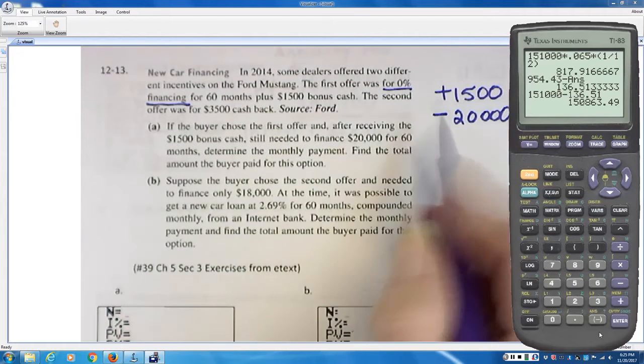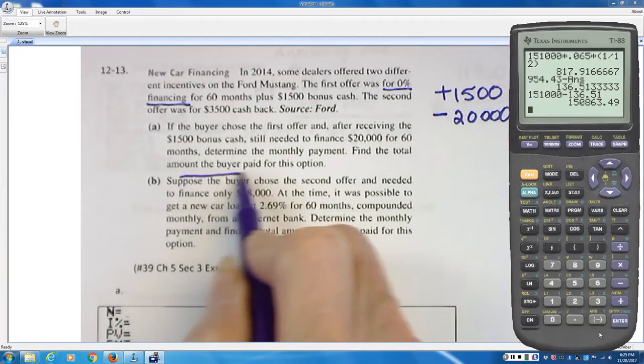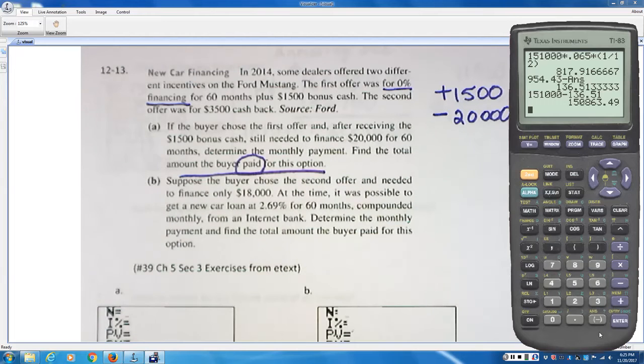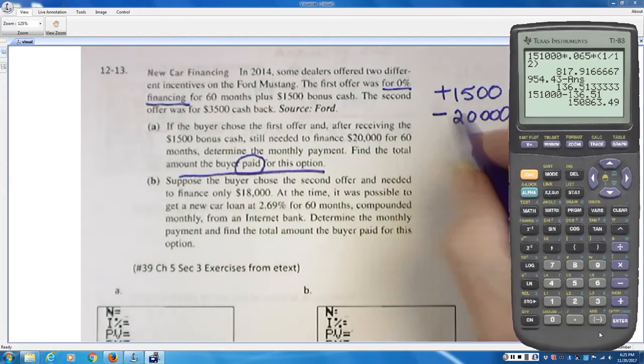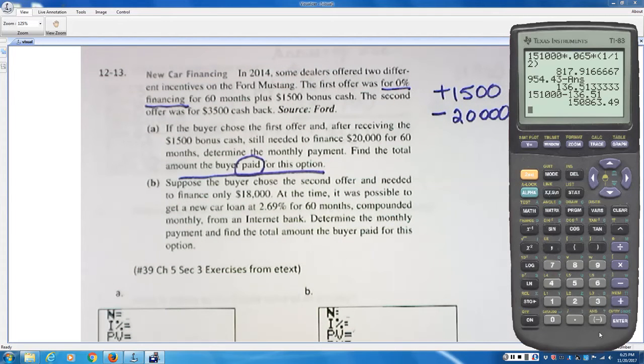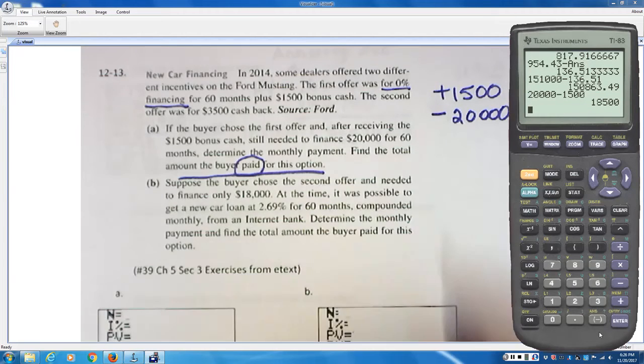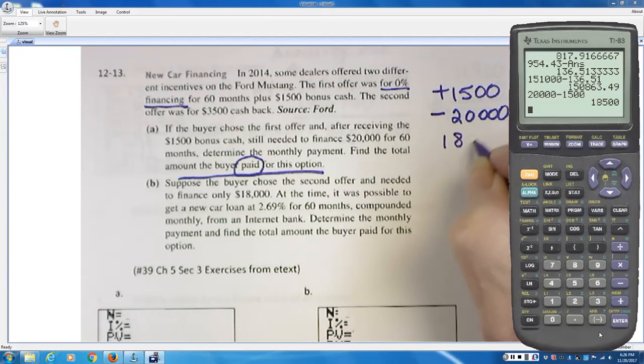So it says find the total amount that the buyer paid for the option. Well, it's not $20,000. He paid $20,000 minus $1,500. So he actually paid $18,500.